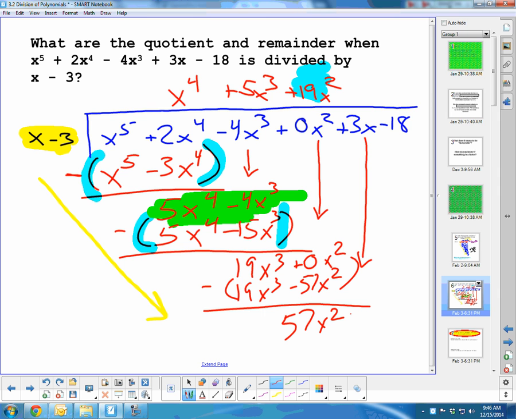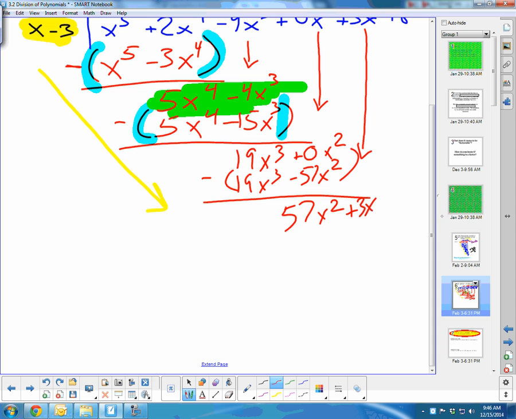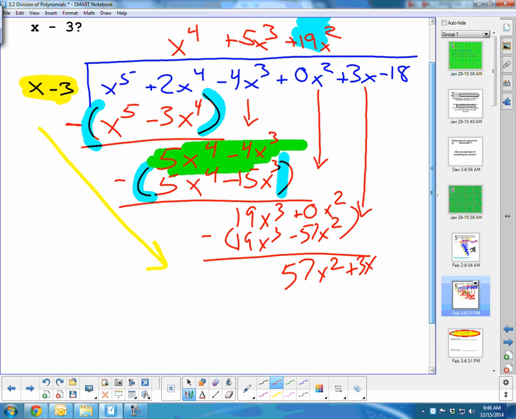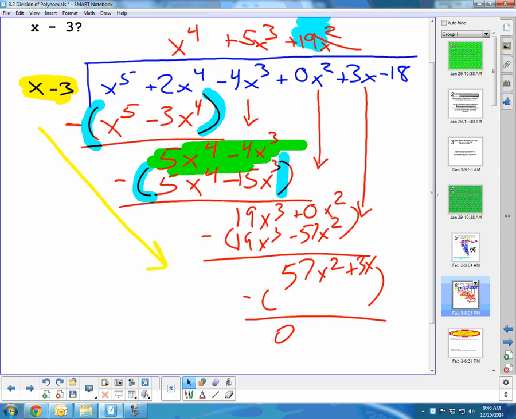I'm going to drop down my 3x. I'm going to say to myself, what do I need to do to subtract so that I get a 0 in this position? What is it that I need here so that when I multiply by x to the third and I do this subtraction, I get a 0? That's what I need. And that's going to be a plus 57x.